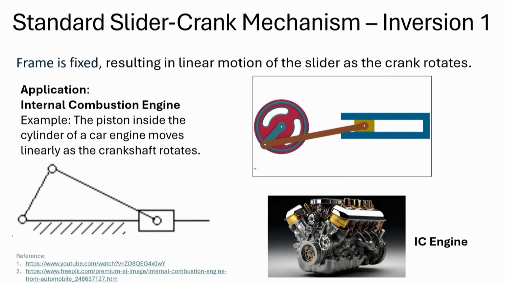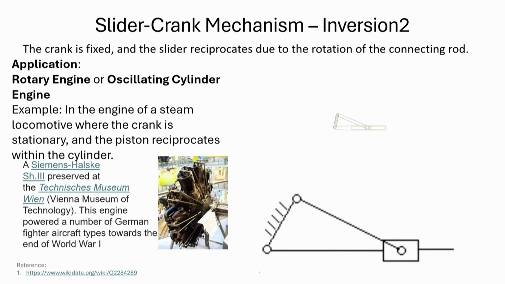So, this is the standard slider crank mechanism, inversion 1, and then inversion 2 is where the crank is fixed. Here I am fixing the crank part, and the slider reciprocates due to the rotation of the connecting rod only. So, this is rotating, whereas this part is fixed. Like the rotary engine or oscillating cylinders, you would see these examples, very interesting examples. For each one of them, you can find them in the reference we have given.